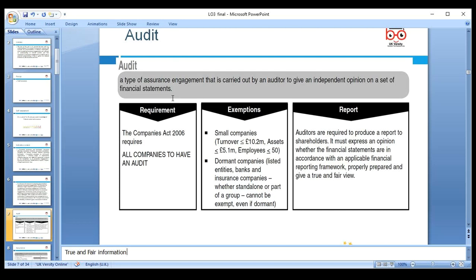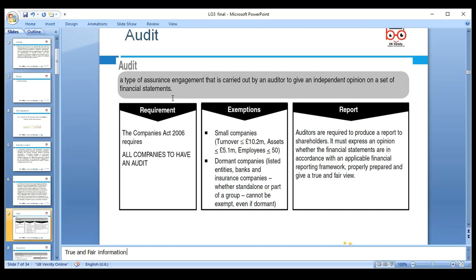The auditor can give positive assurance. We can't give a 100% guarantee that there are no errors. What we check is according to the law, according to the rules, and that it is transparent. Requirement: the Companies Act 2006 requires all companies to have an audit. Exemption: small companies with turnover less than 10.2 million, assets of 5.1 million, and fewer than 50 employees don't need an audit. Dormant companies, listed entities, banks and insurers, whether standalone or part of a group, cannot be exempt.